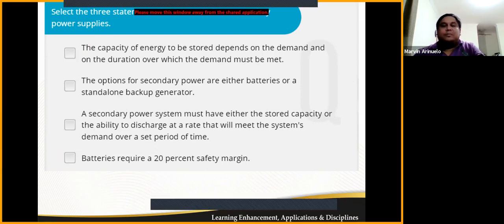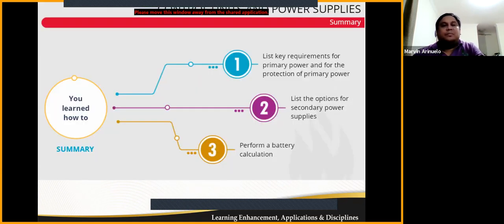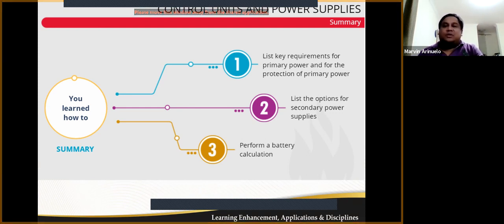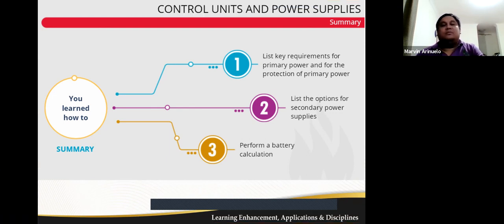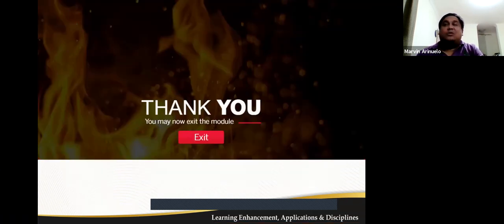Okay, so that's all. And the summary, we list the key requirements for the primary power and for the protection of primary power, the option for secondary supply, and perform the battery calculations, which you can also check if our answer is correct.